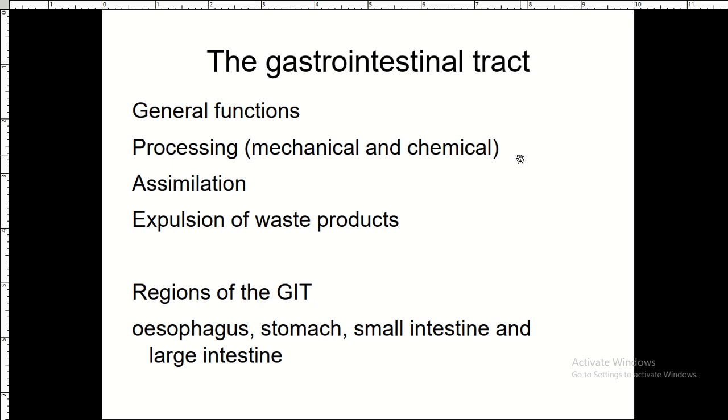So the regions of the GIT include: we are going to talk about the histology of the esophagus, the stomach, the duodenum, jejunum, and ileum, the large intestines, up to the anal canal.